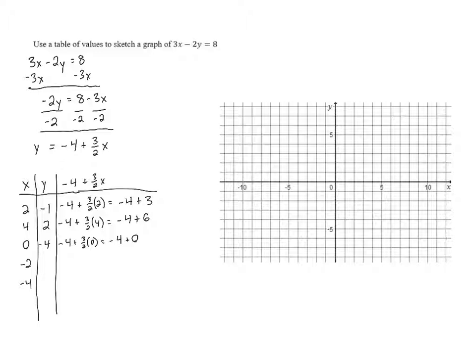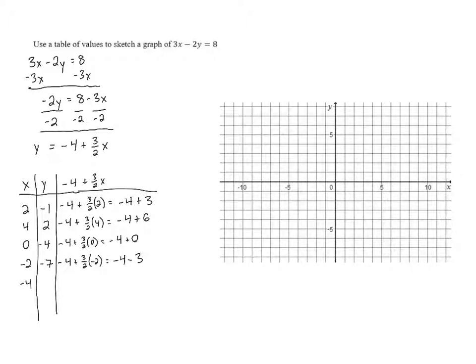Next, let's plug in negative 2. Negative 4 plus 3 halves times negative 2. We still have the negative 4. But then 3 halves times negative 2 is negative 3, so it's going to be minus 3. Negative 4 minus 3 is negative 7.